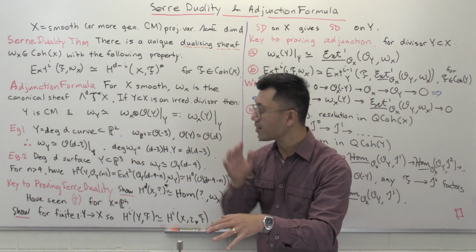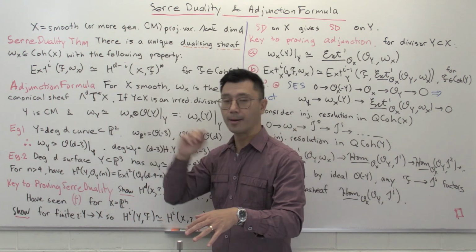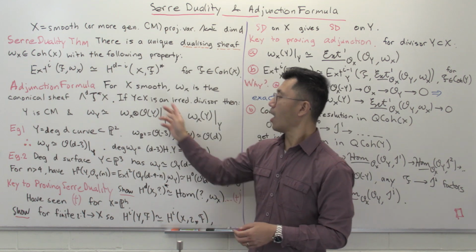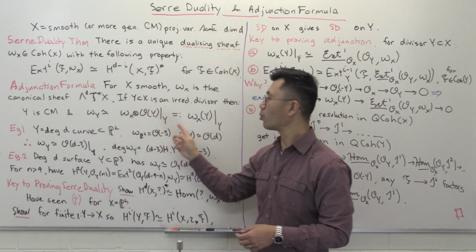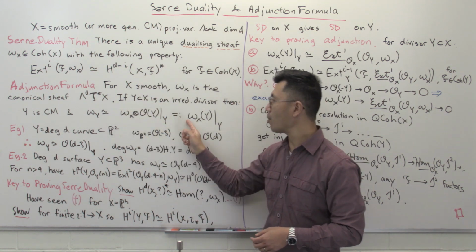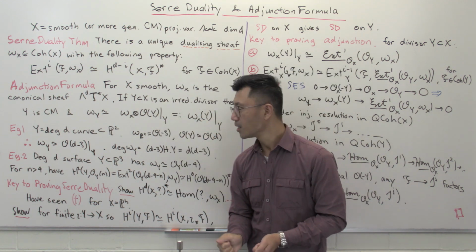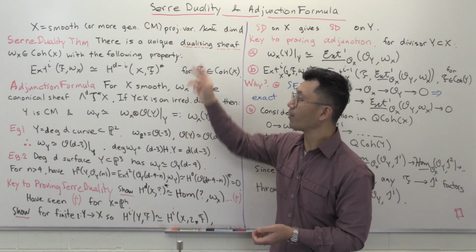If you like, you tensor that with the structure sheaf on Y, so you mod out by the ideal sheaf of Y. This is a little bit long, so we'll often abbreviate it to omega X. You twist it by Y, and then you restrict it to Y like that. Okay, so let's have a look at an example of each of these.